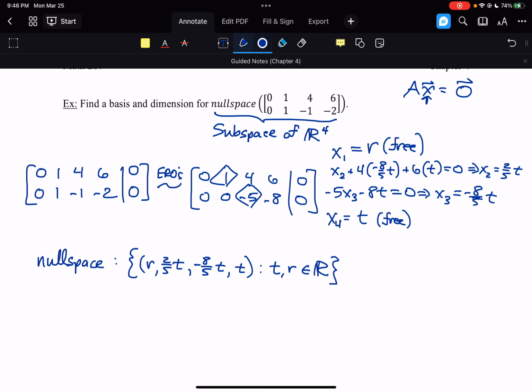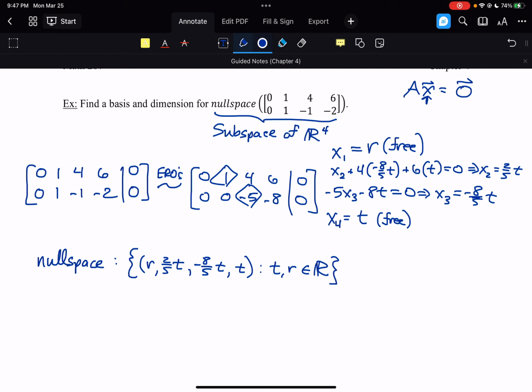So that would be the null space. The null space of this system of equations says if we were to solve this homogeneous system here, the solutions would look like this. For any values of R and T, the solution would look like this. And you could pick arbitrary values of R and T and then go from there.